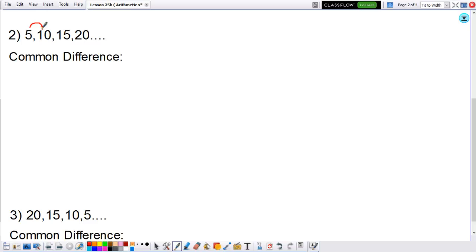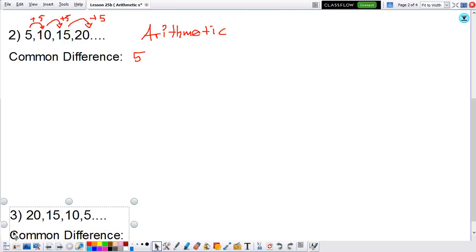So it seems like to go from 5 to 10, I needed to add 5. So that's good. From 10 to 15, I add 5 as well. 15 to 20, I add 5, not 2. I add 5. So notice that here we have an addition pattern again. Because it's an addition pattern, then we can label this as arithmetic. And the common difference is just 5 because that's the number that we keep adding. So now let's see example 3 now.